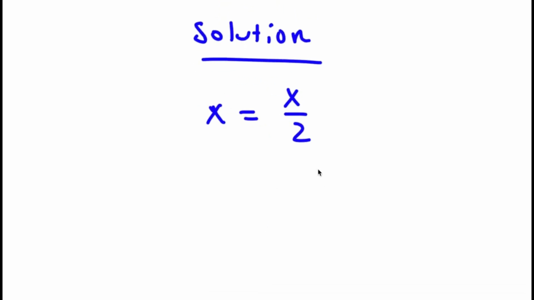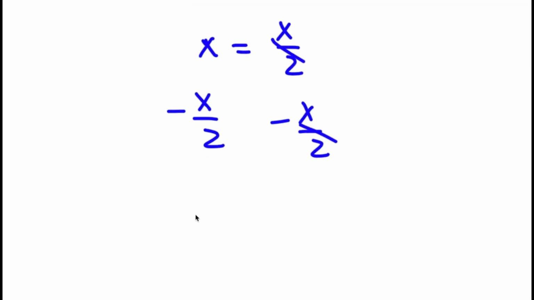Now I'm actually going to subtract x over 2 on both sides. So then these two x over 2's cancel out, and now I'll be left with x minus x over 2 is equal to 0.